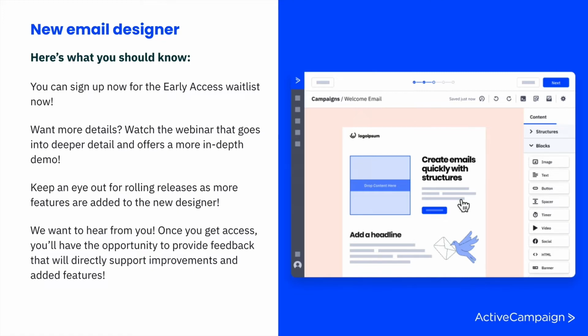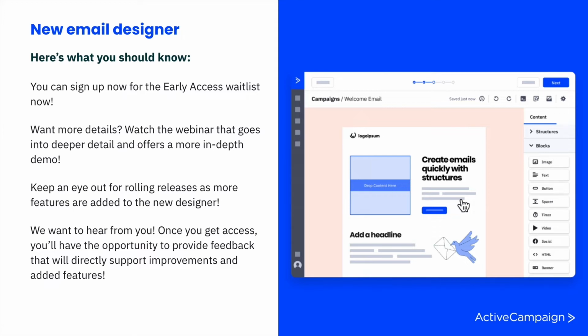Love that. And if I'm using the current builder, will it be affected in any way with the new one coming out? No, you'll actually have both builders side by side. So if you have existing campaigns or automations in the classic email designer, those will remain, nothing will happen there, and you'll be able to use them side by side.